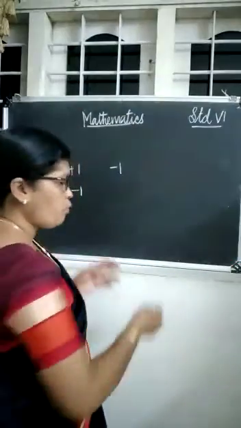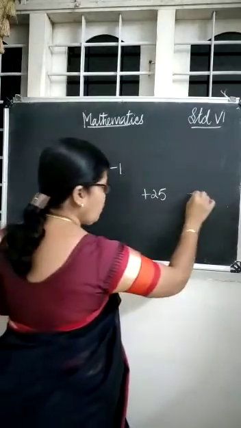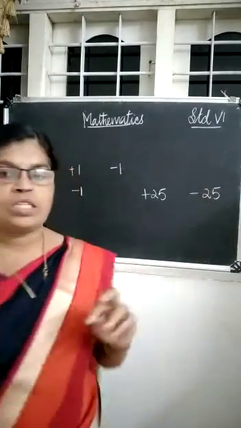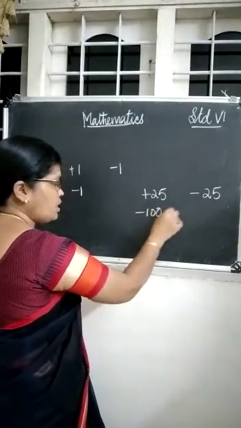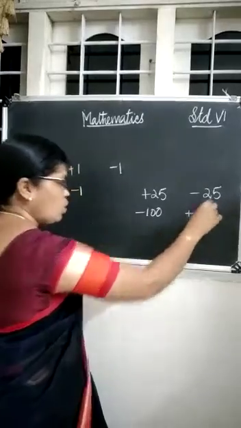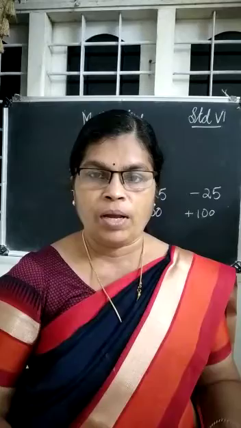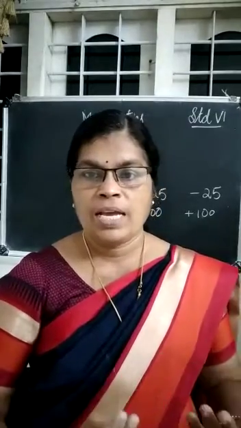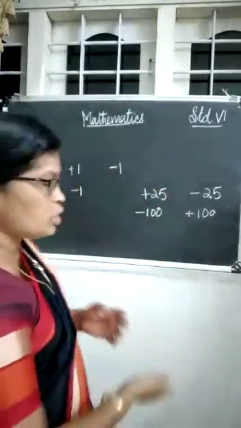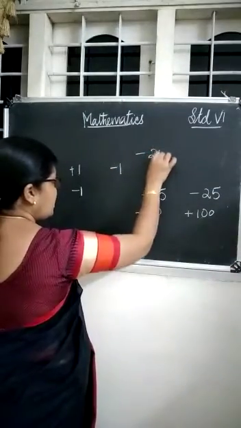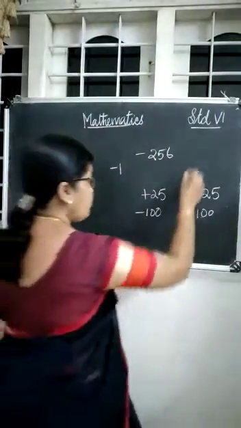So what is the inverse of positive 25? The inverse of positive 25 is negative 25. Then tell me what is the inverse of negative 100? The inverse of negative 100 is positive 100. So for every negative number, the inverse will be the positive of that number, and for every positive number, the inverse will be the negative of that given number, right? Now can you say the inverse of minus 256? The inverse of minus 256 is positive 256.